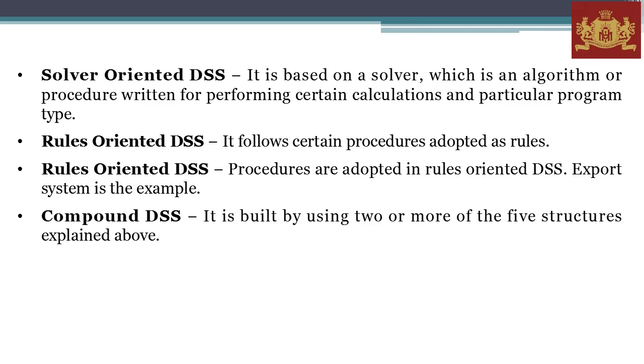Solver-oriented DSS. It is based on a solver, which is an algorithm or procedure written for performing certain calculations and a particular program type. Rules-oriented DSS. It follows certain procedures adopted as rules. Procedures are adopted in rules-oriented DSS. Expert system is the example. Compound DSS. It is built by using two or more of the five structures explained above.